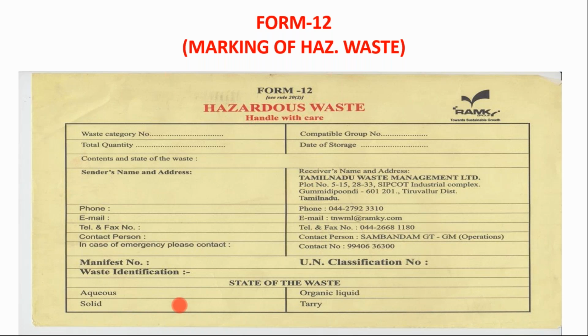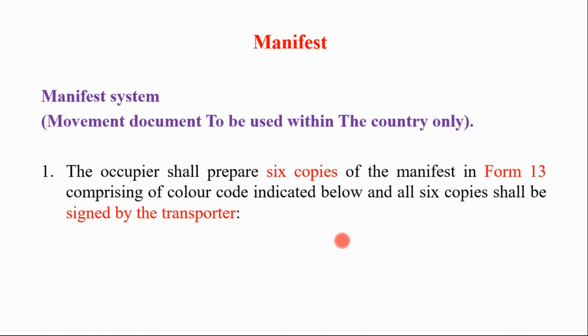So when we are going to handle or transport these hazardous wastes as per the Hazardous Waste Rules 2008, and when we are following the Motor Vehicle Act 1988 for handling or transporting these types of hazardous waste, then there is a system that is called the manifest system. So what exactly is the manifest system? It is a movement document to be used within the country only.